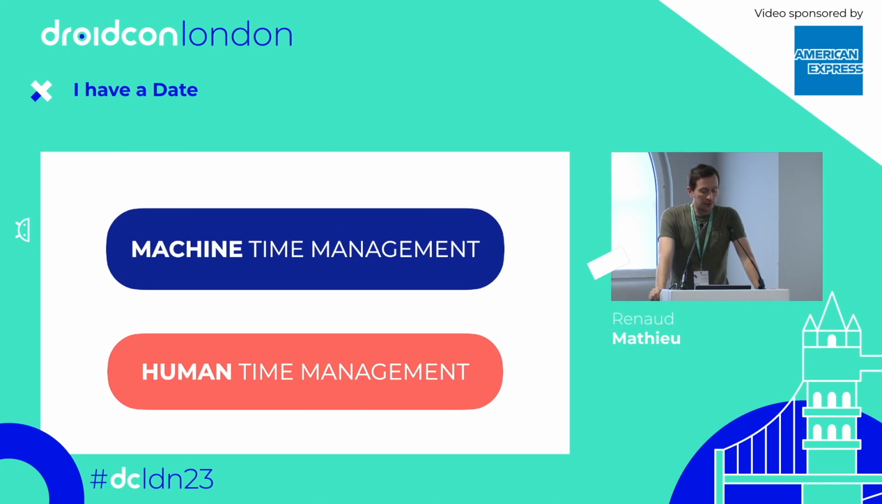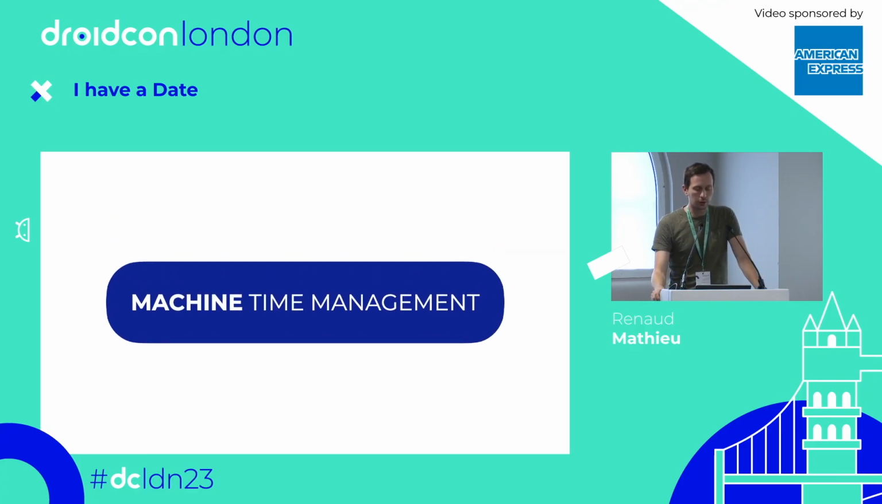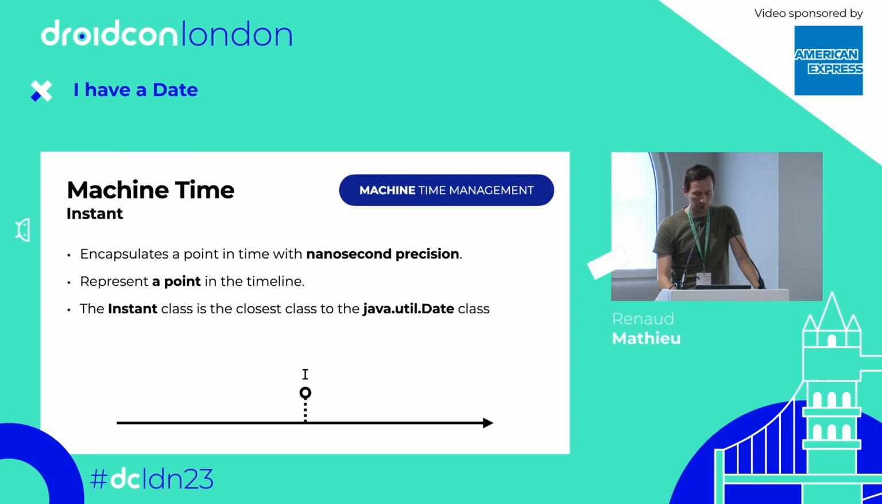The machine time, basically, is a long integer whose value is an amount of time in a defined unit. It's the time elapsed since a point in time, like the epoch time in this case. And the human time is the representation that we have seen through ISO 8601. For this part, let's have a little look at how it works under the hood and through the API. So let's go to the machine time management.